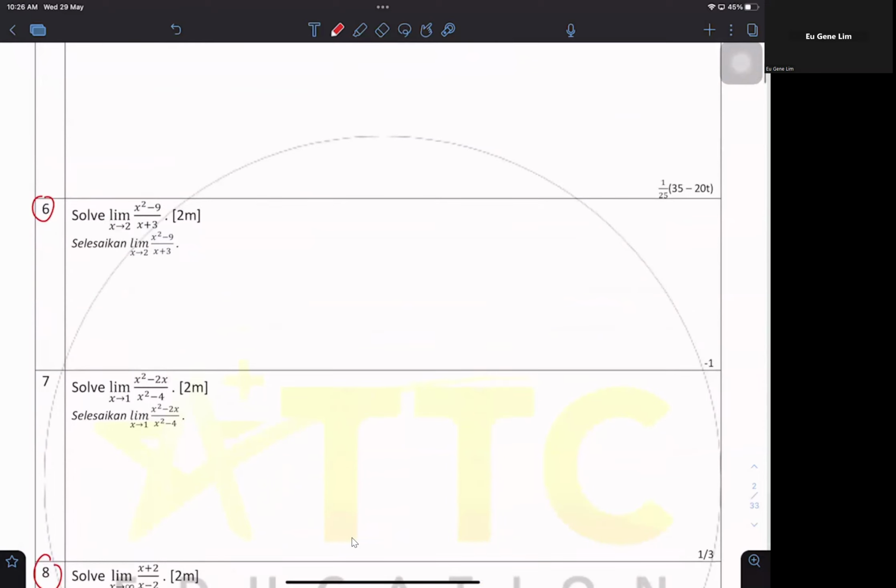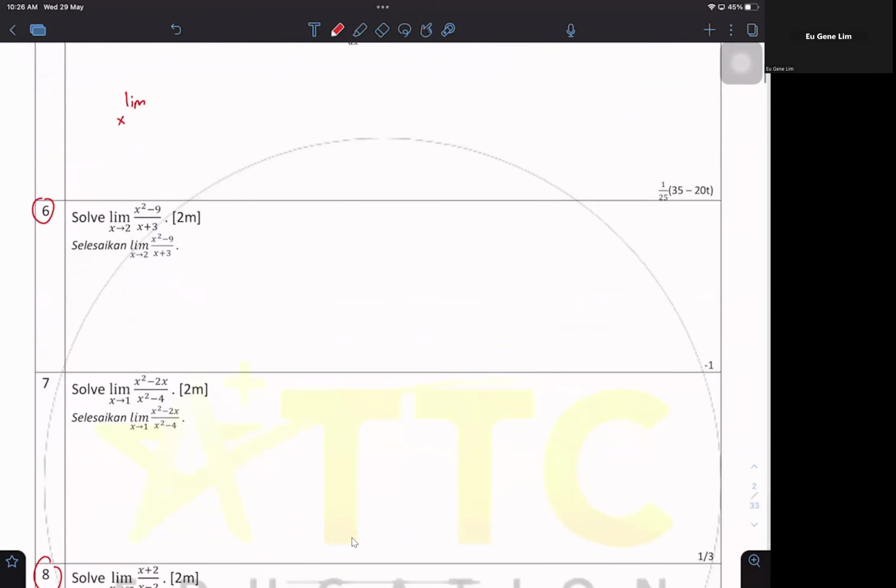This one, I give you a little bit of example first. Let's say I give you a very, very simple example. Let's say limit x into 2, 5x minus 3. So what should we do here? If the question is like this, very simple, you just sub. Limit x into 2 means you sub the x with 2. So it becomes 5 times 2 minus 3, which is 7. Just like that.